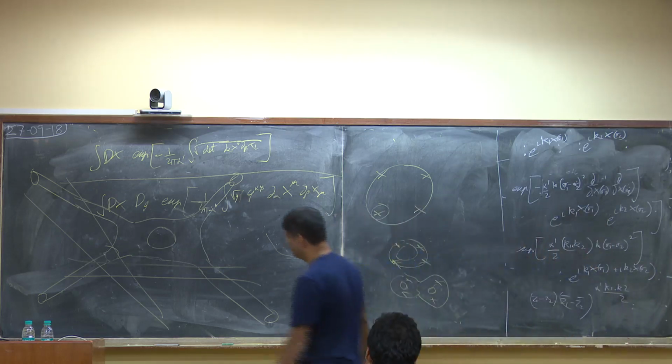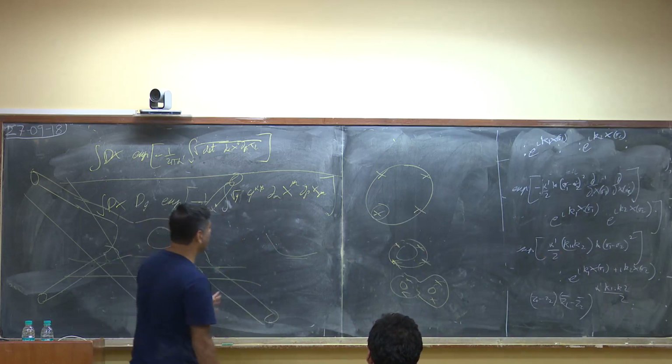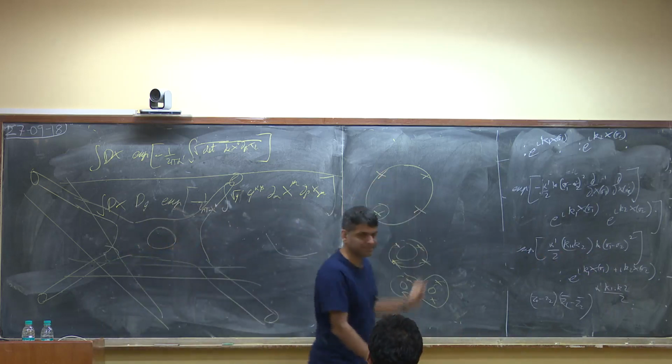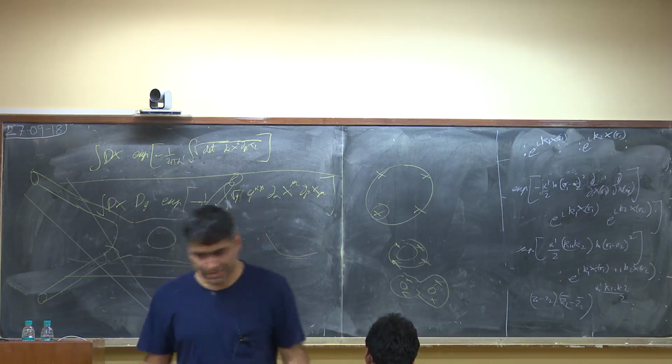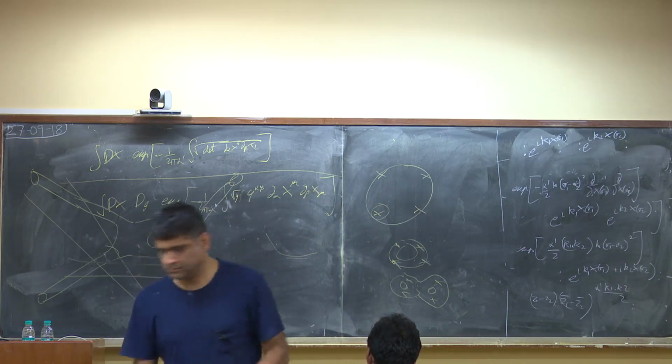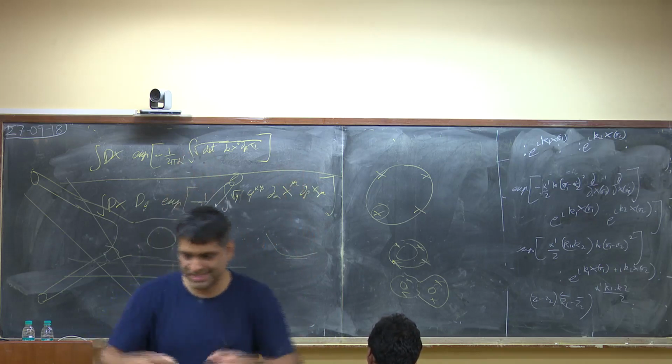I thought you meant no vertex operators. No interaction seems like two spheres. Two spheres, that's also fine. This is the non-connected part.